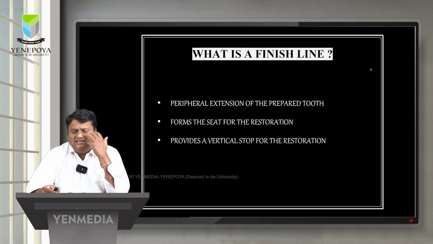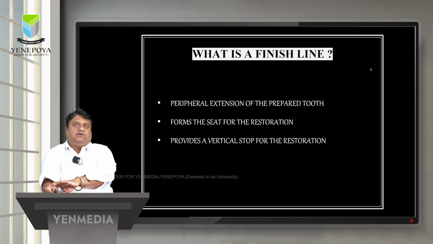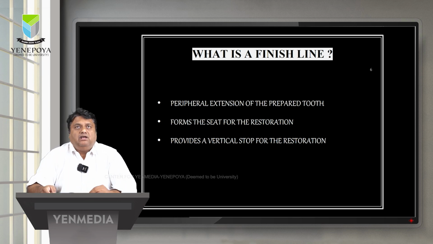Now in simple words, if we have to say what is a finish line, I would put it as a peripheral extension of a prepared tooth or the area that forms a seat for your restoration. That is, it forms a vertical stop for your restoration so that it prevents the vertical impingement of your crown. So it forms a seat. So that's in very simple words about a finish line.